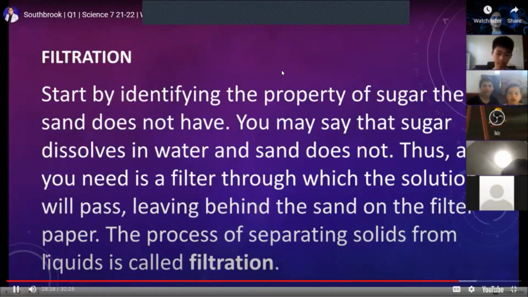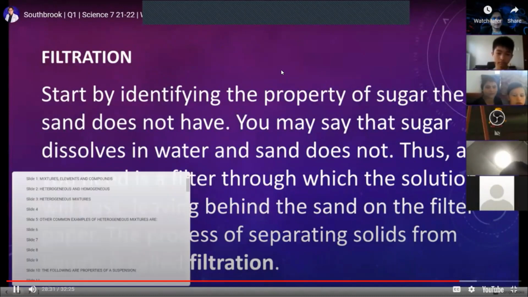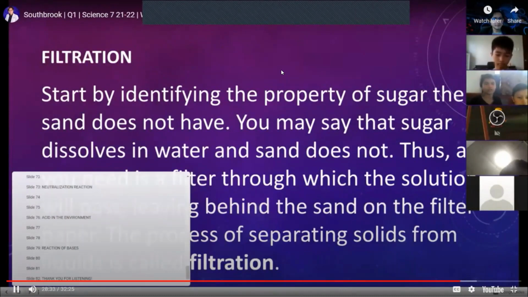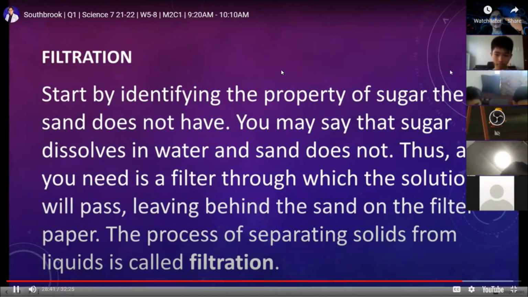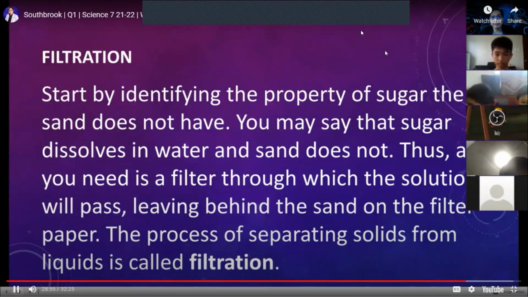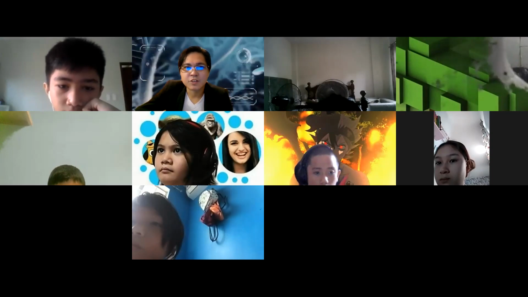So how about this one, Travis? Filtration. Okay, I remember now. Filtration: start by identifying a property of sugar that the sand does not have. In filtration, you may say that the sugar dissolves in water and sand does not. All you need is a filter through which the solution will pass, leaving behind sand. So we are done with filtration, correct? Yes, I just forgot.